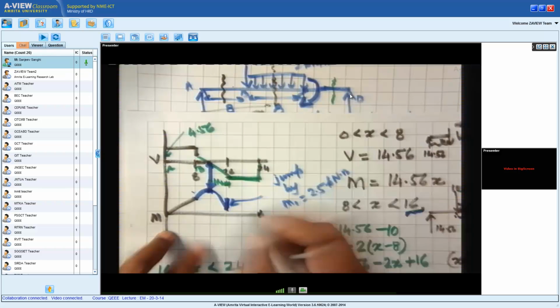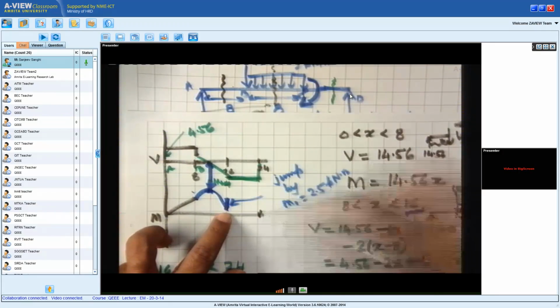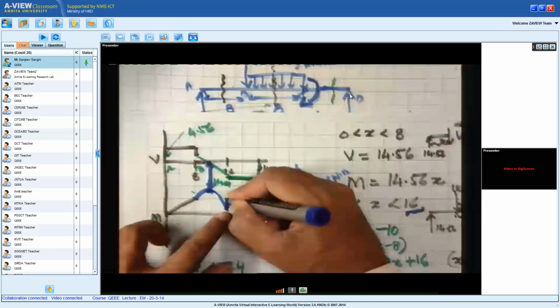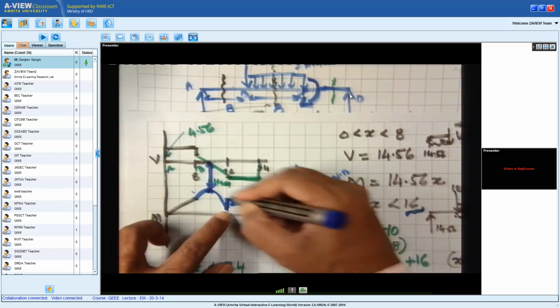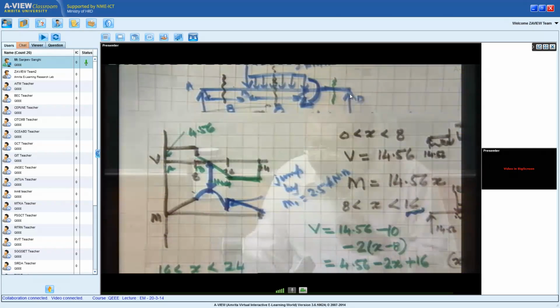So at this point there will be a jump, and after this, what we realize is that on the right side there is only a single force, nothing else. That means it has to be a straight line. So from here it will go to 0. This is how the bending moment diagram will look.